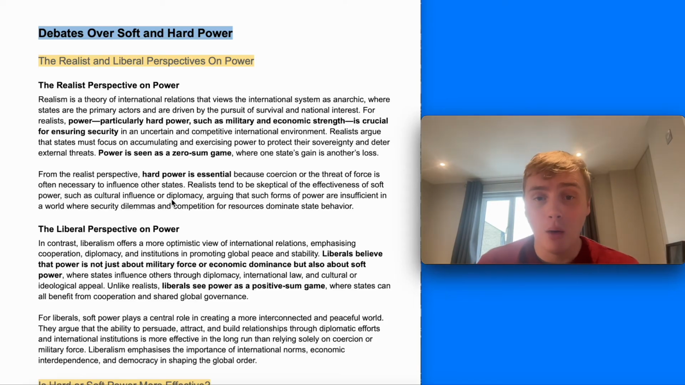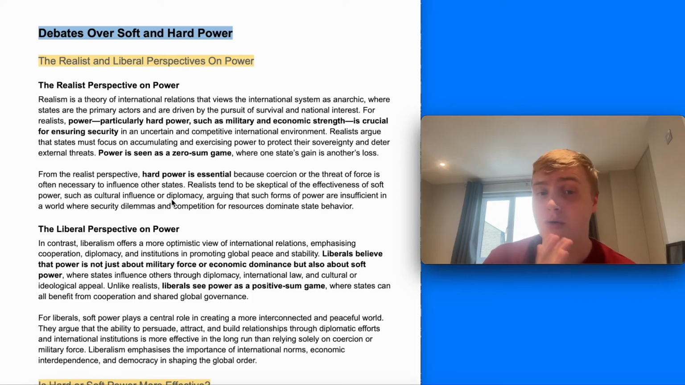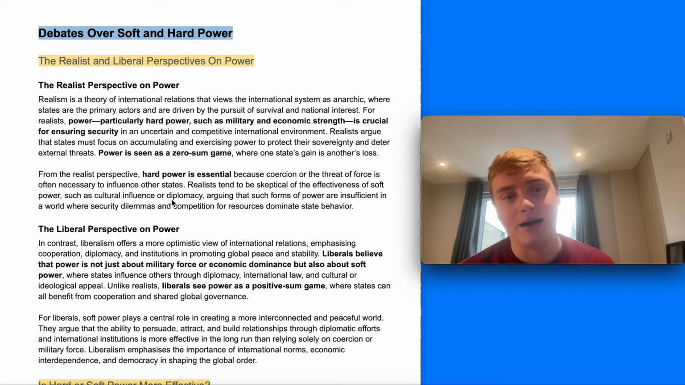So for them, power is crucial for ensuring the security of states, particularly hard power, such as the use of military and economic strength, as there's an uncertain competitive environment, and states have to look out for themselves, protect themselves and project power in order to survive and get their interests. And they very much see power as a zero-sum game, as realists see hard power.